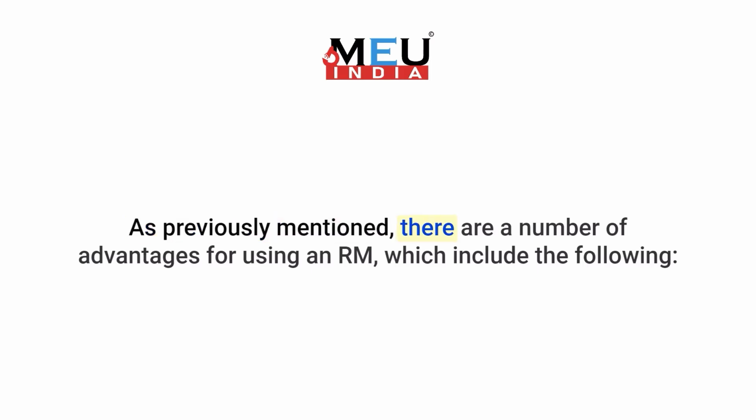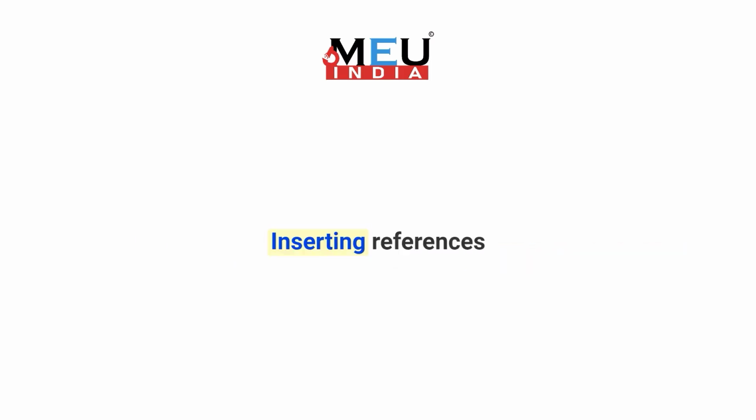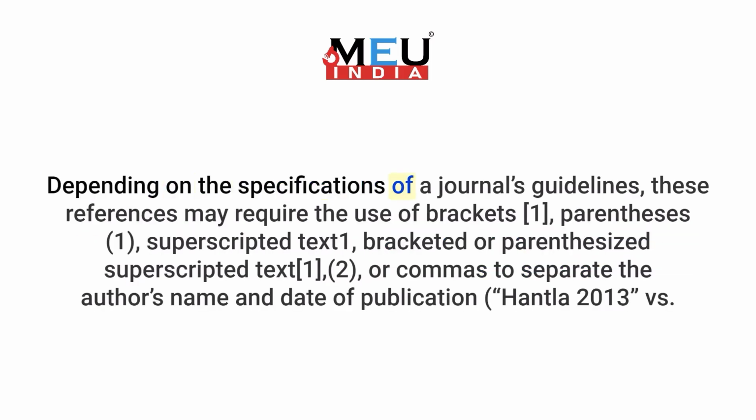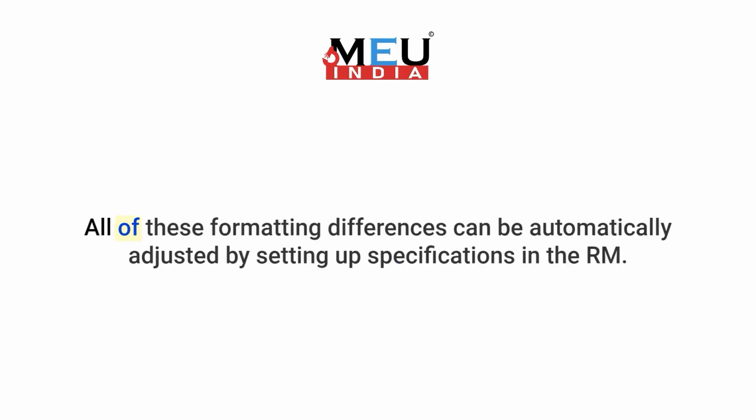As previously mentioned, there are a number of advantages for using an RM, which include the following. Inserting references. As previously mentioned, RMs typically insert coded citation information that refers back to the author's locally saved library. Depending on the specifications of your journal's guidelines, these references may require the use of brackets, parentheses, superscripted text, bracketed or parenthesized superscripted text, or commas to separate the author's name and date of publication. All of these formatting differences can be automatically adjusted by setting up specifications in the RM.